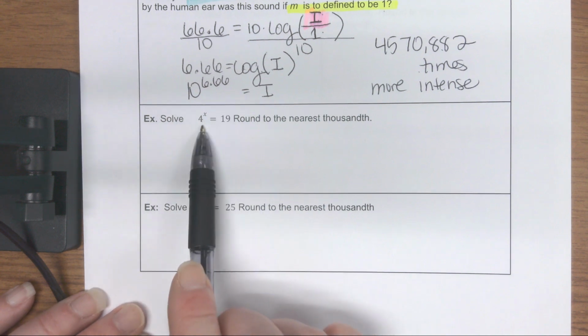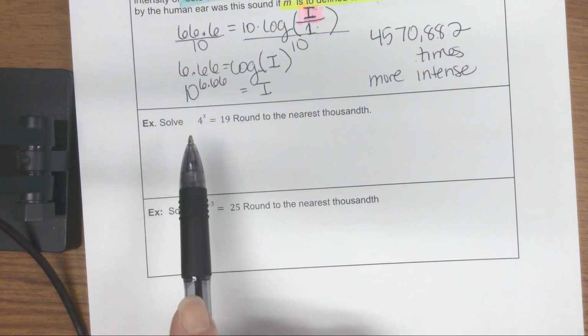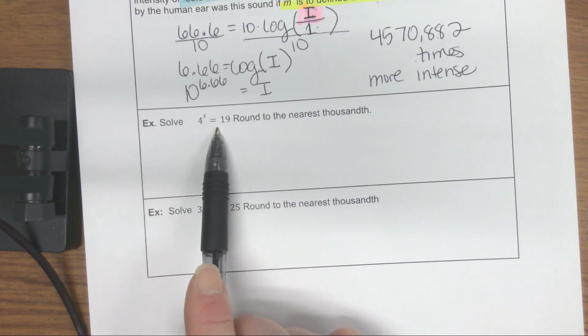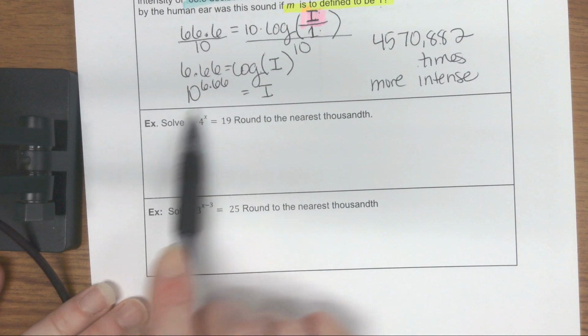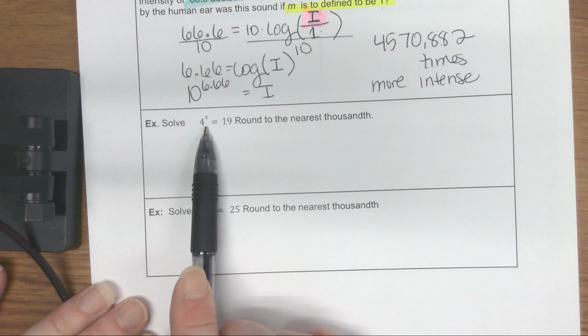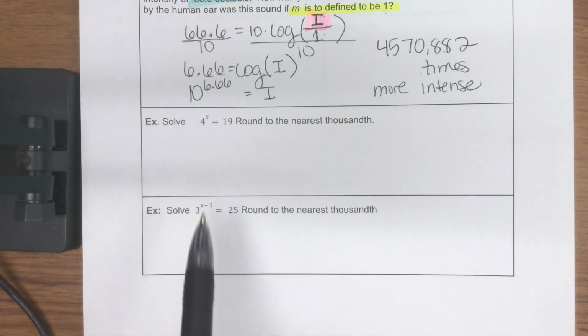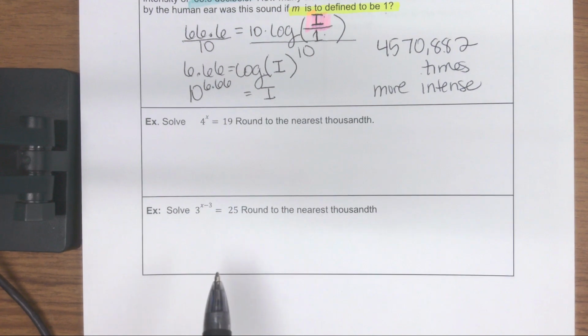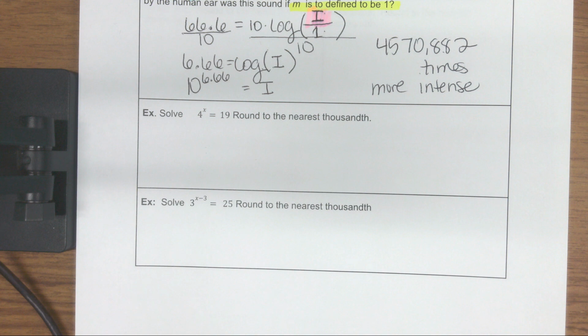4 to the first is 4, right? 4 to the second is 16. 4 to the third is 64. We don't know exactly 4 to what exponent equals 19. So what we can do is use the common log to bring the exponent down to the front. So, equation solving 101: when I do something to one side, you fill in the blank. Do it to the other side.